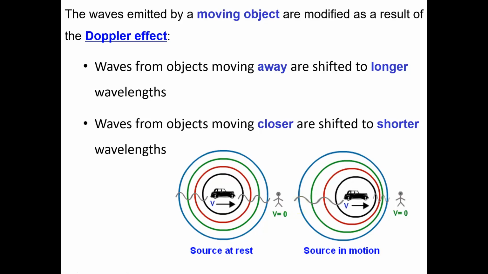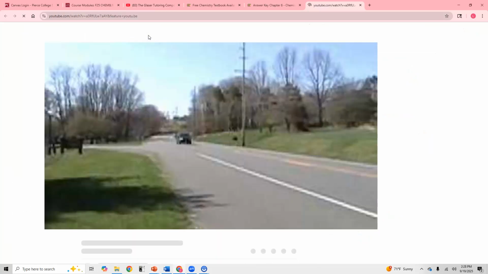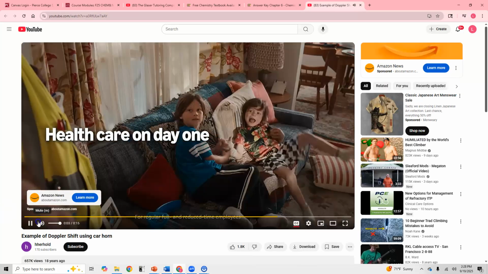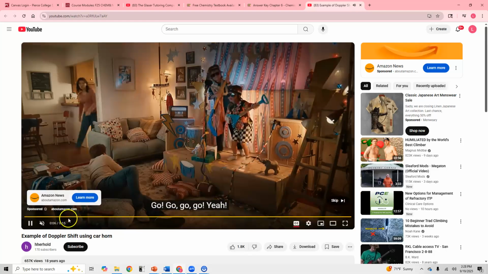low-pitched. So waves from objects that are moving away from us get shifted to longer wavelengths, and waves that are being emitted from objects that are moving towards us get shifted to shorter wavelengths. And you can do this experiment yourself if you head out in your car and you get someone to record you while you're wailing on the horn, then you'll observe this effect.